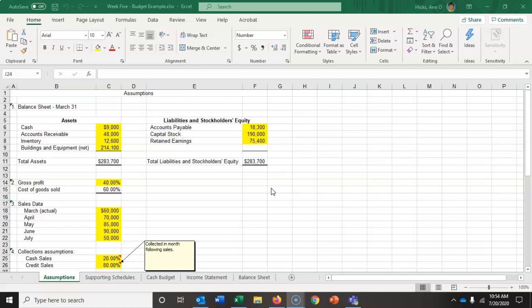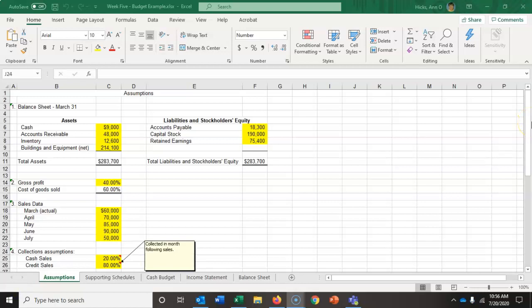Then we want to produce a budgeted income statement. Based on this master budget, what is the profitability that we are suggesting we will achieve? And then finally, a balance sheet. If we achieve this plan, this budget, what will our statement of position look like when all is said and done?